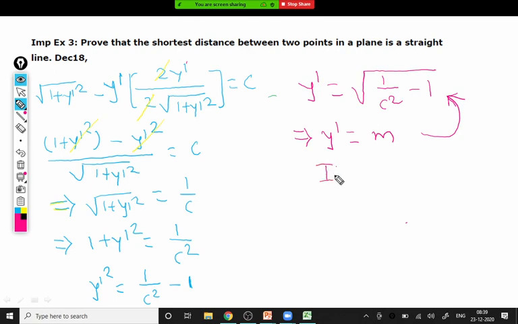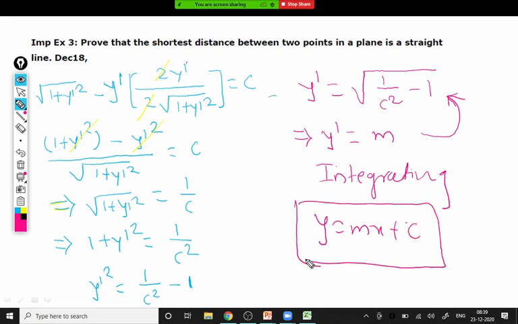Integrating now, the last step. What will be the equation? y equal to mx plus c. Straight line. Now don't think this c is the same as the previous c. This is a new c, or you can take alpha also, mx plus alpha. And what is that equation? The equation of a straight line. So thus we proved that arc length is a minimum only when the curve is a straight line. That's the proof that the shortest distance between two points in the plane is a straight line.